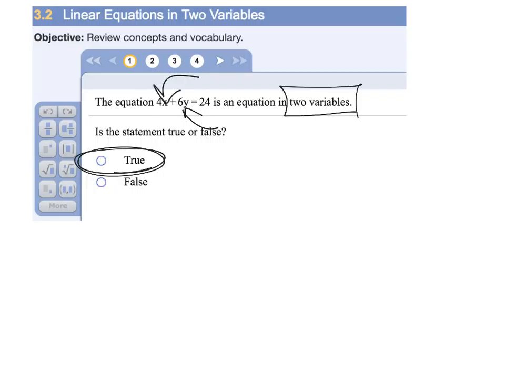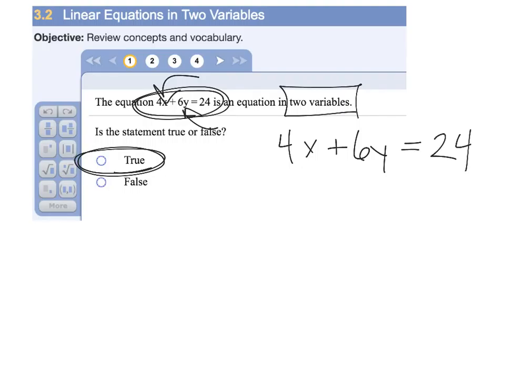But what this video is, and really what this whole series of videos is about, is this collection of solutions. So 4x plus 6y equals 24 is saying find all the values of x and y that make this equation work. For example, if and then store it in a table.